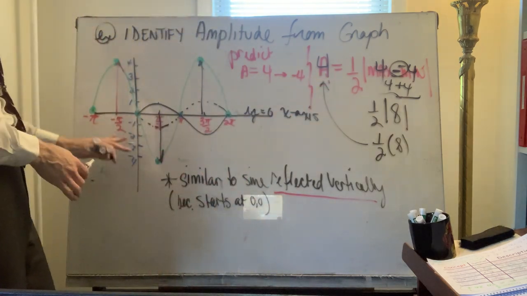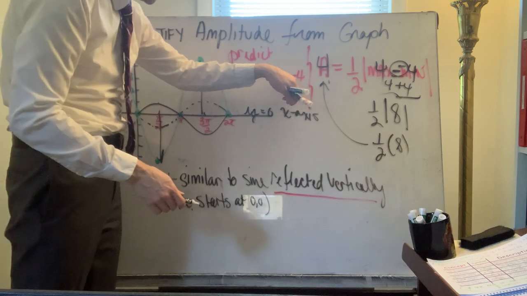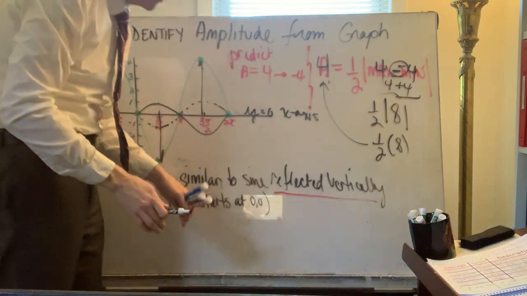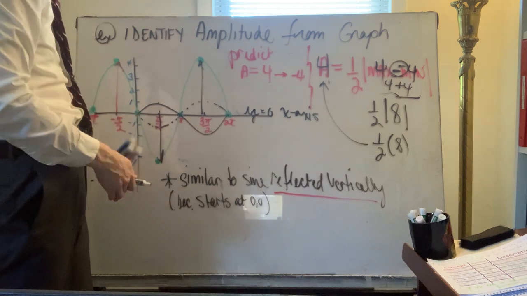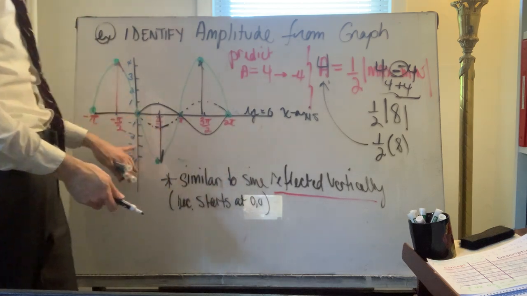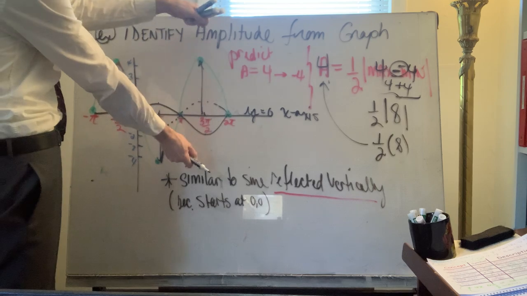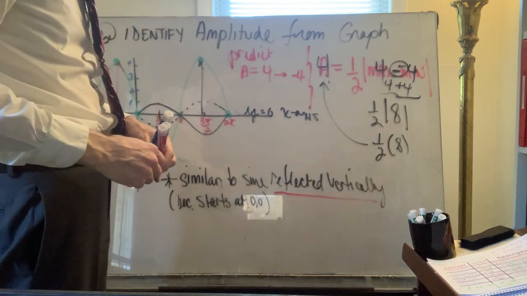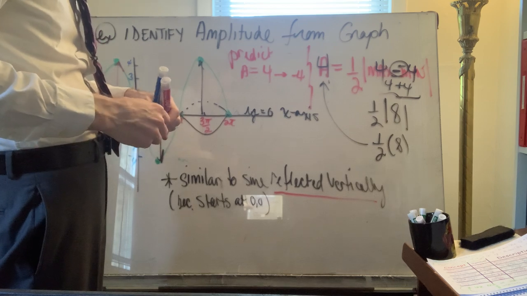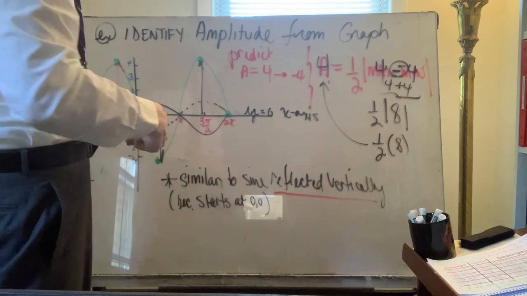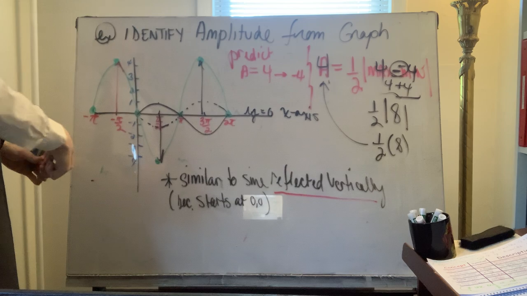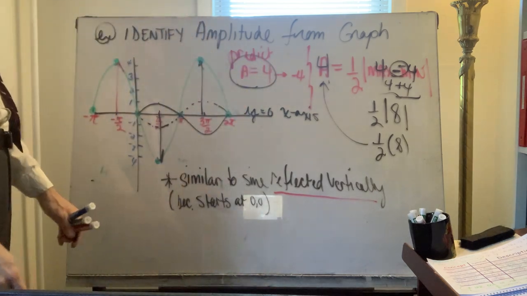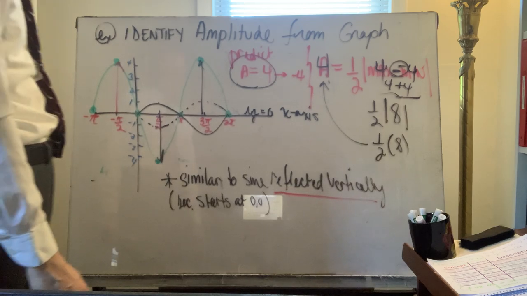You have to decide whether it's a negative 4 based upon whether it seems that it's different from the model from earlier. So since it appears to be upside down in addition to being stretched, then you would say it's negative, if you're looking to complete the equation. Otherwise, that is sufficient. That's the amplitude regardless.